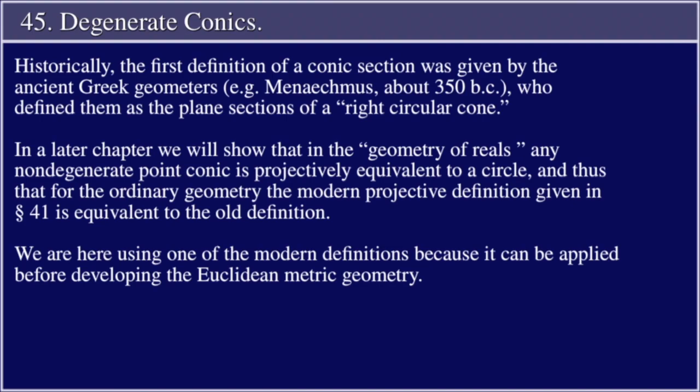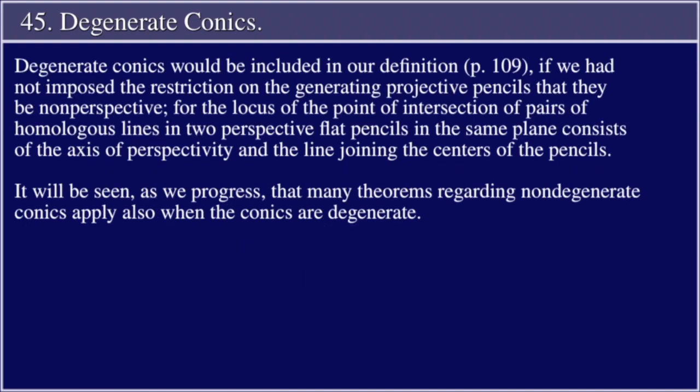the Euclidean metric geometry. Degenerate conics would be included in our definition, page 109, if we had not imposed the restriction on the generating projective pencils that they be non-perspective. For the locus of the points of intersection of pairs of homologous lines in two perspective flat pencils in the same plane consists of the axis of perspectivity and the line joining the centers of the pencils.